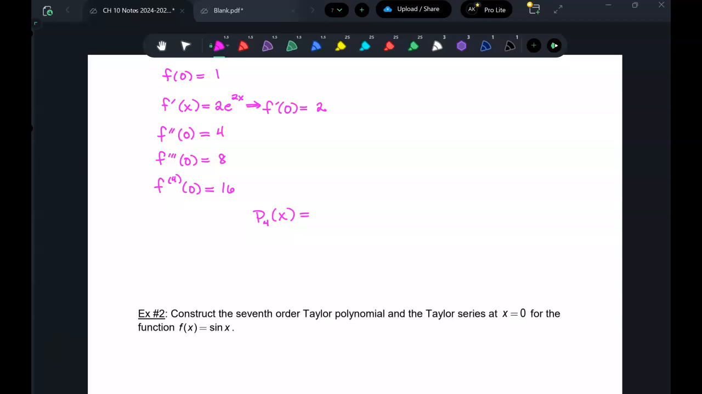So the first one is going to be just 1 plus 2x plus 4x squared over 2 factorial plus 8x cubed over 3 factorial plus 16x to the 4th over 4 factorial.